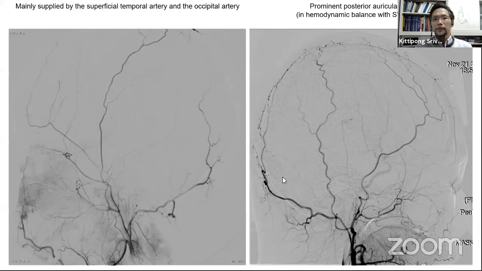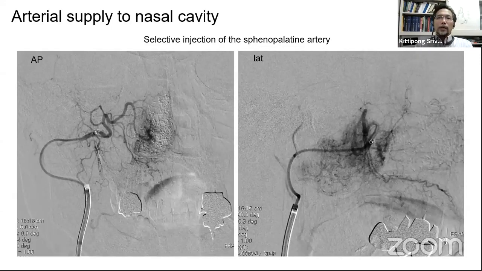So we have these 3 vessels, but one vessel is larger, the other one will be smaller. Like in this one, we have a very prominent posterior auricular artery here. We have a slightly smaller occipital artery, and we don't have the parietal branch of the superficial temporal artery, like in this case. So it's in hemodynamic balance between these arteries.